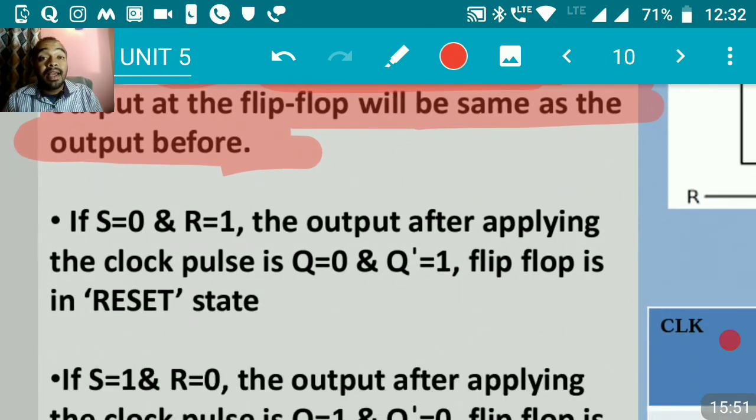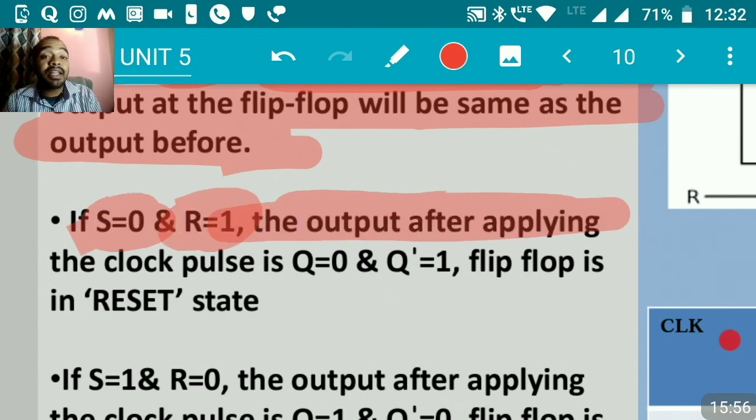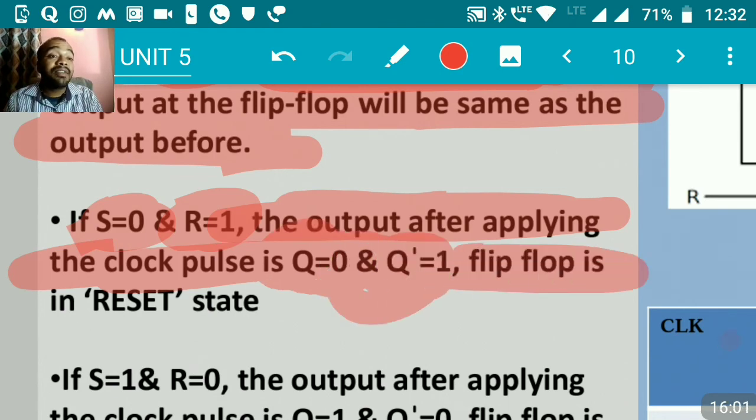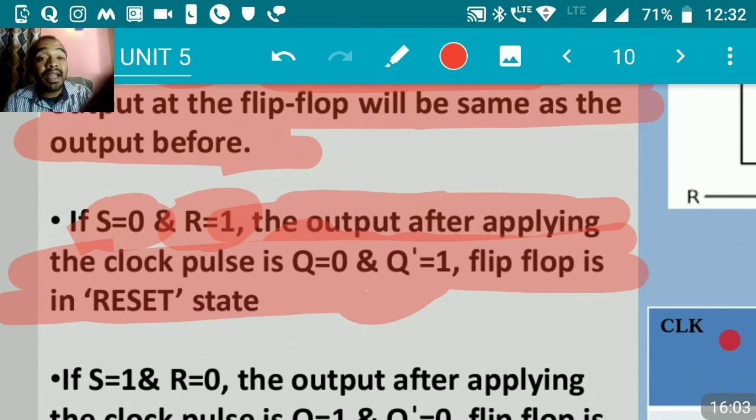Then if my S is equal to 0 and R is equal to 1, after applying the clock pulse, Q is equal to 0, Q bar is equal to 1, and the flip-flop is in the reset state. This is a very, very important point. You have turned on the reset input and your flip-flop is in the reset state. Understand this properly. So when my input S is equal to 0, R is equal to 1, Q is equal to 0, Q bar is equal to 1, the flip-flop is going to get into the reset state.